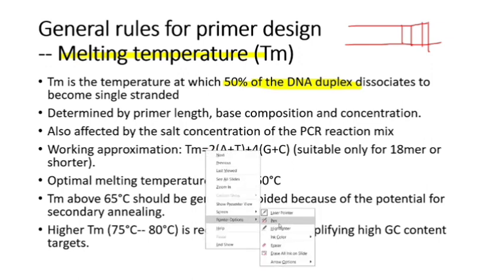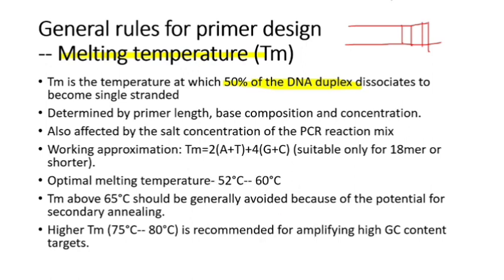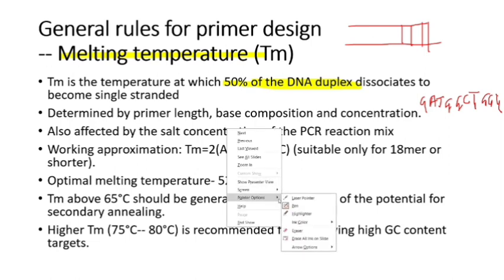Consider a primer sequence A, T, G, G, C, T, G, G, G. How many bases are there? Nine. I will add one more G here. So how can we calculate? This equation is suitable only for primers of 20 nucleotides or shorter. So we will use this equation and calculate the melting temperature of this.